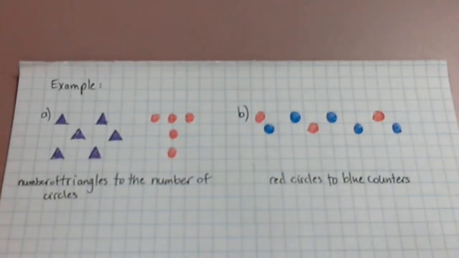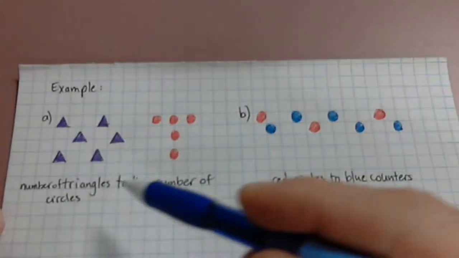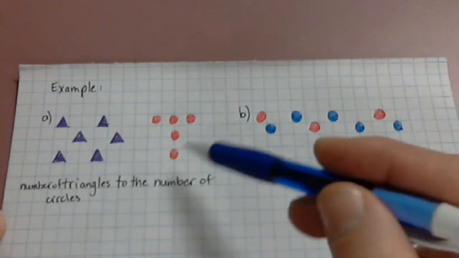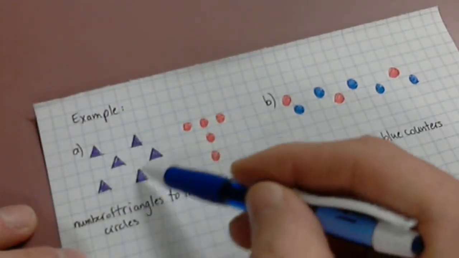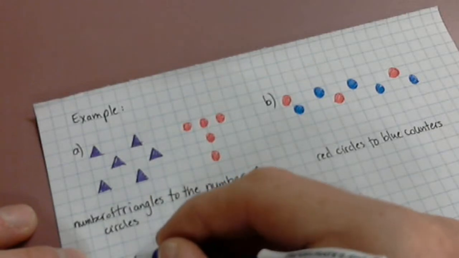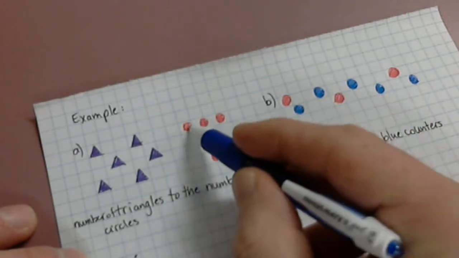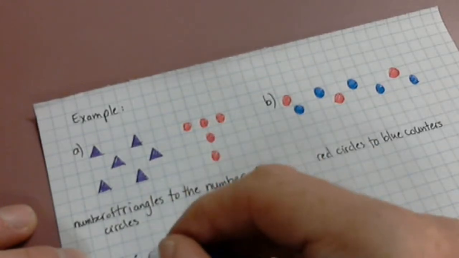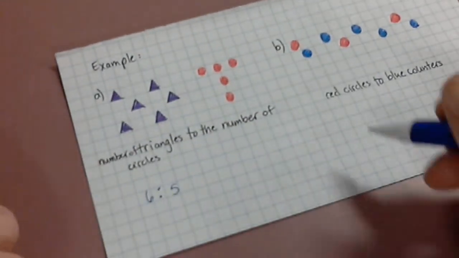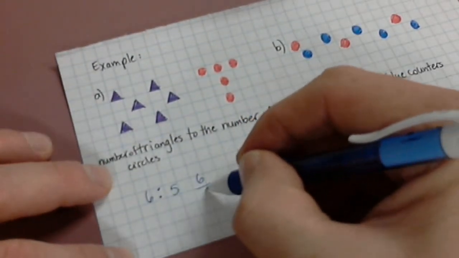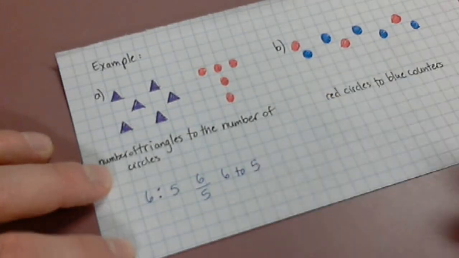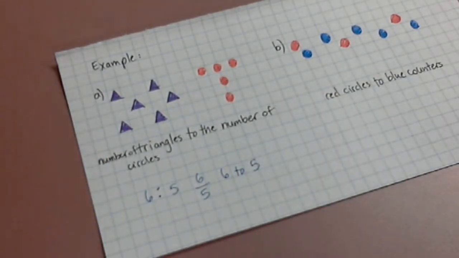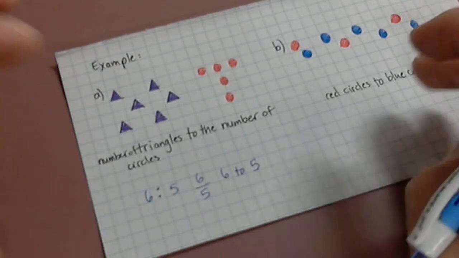What I'd like us to do here, this is an example, we're going to write the number of triangles to the number of circles as a ratio. There are 1, 2, 3, 4, 5, 6 triangles, and there are 1, 2, 3, 4, 5 circles. So it's 6 to 5, 6 colon 5, or 6 over 5. Those are our 3 options for writing these ratios.